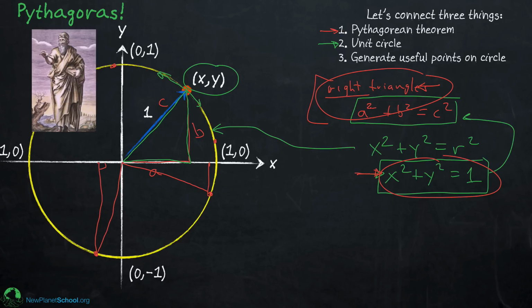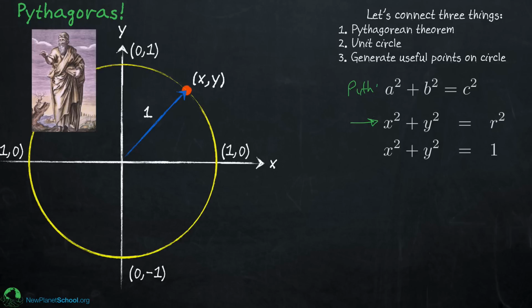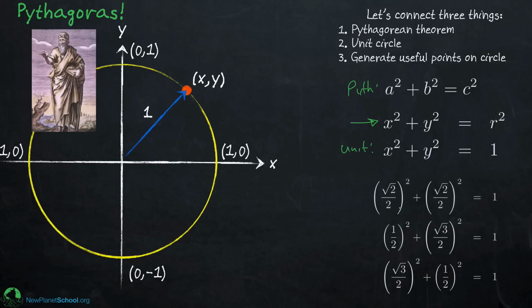Now, that should allow us to generate useful points on the circle. Why? Because we know that all the points on this circle satisfy x squared plus y squared equals 1. So let's clean this up and let's look at some of that. Okay. All right. So here's Pythagoras. Here is the general equation for a circle, and here is the unit circle. Okay. Now we're in a position to relate that.